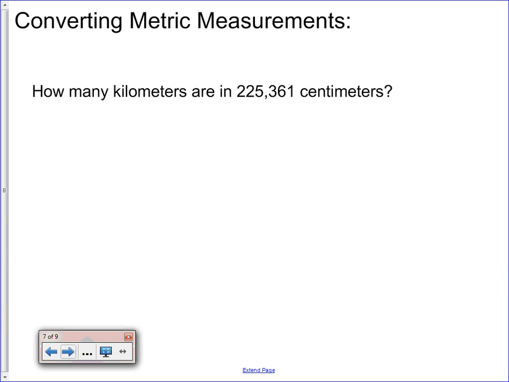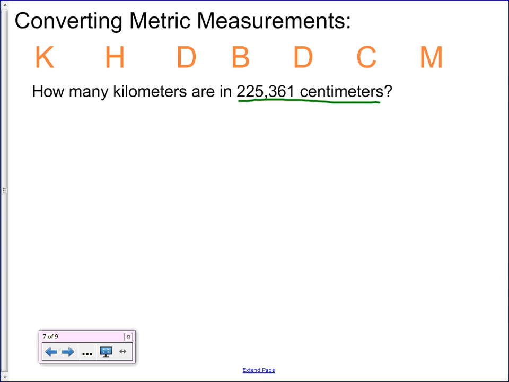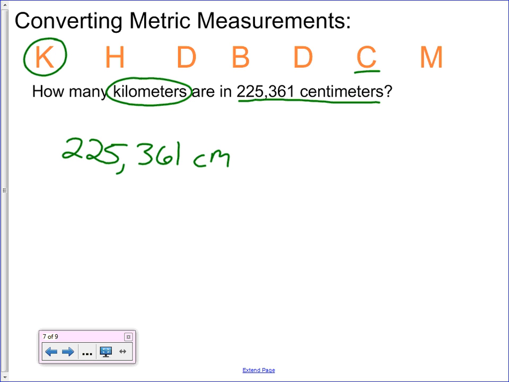How many kilometers are in 225,361 centimeters? So if I write out my King Henry died by drinking chocolate milk, we have 225,361 centimeters. So my starting point is here. My ending point is going to be kilometers. So 225,361 centimeters is going to how many kilometers?